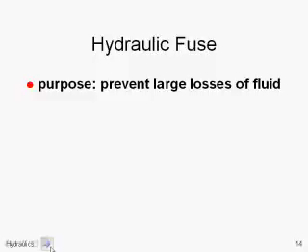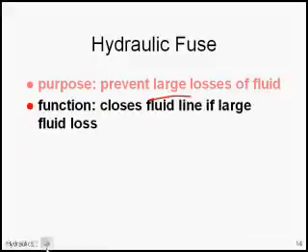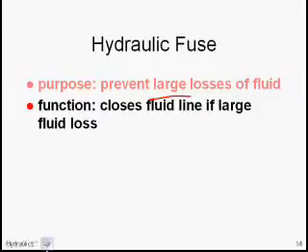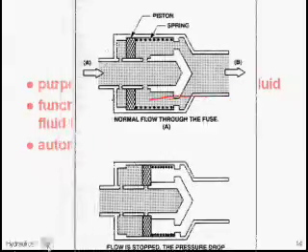Hydraulic fuse. Why do you put a hydraulic fuse on an airplane? Its purpose is to prevent large losses of fluid. It doesn't prevent small leaks from occurring. And how does it work? What's its function? It'll turn off a fluid line in case of a very, very large loss of fluid. And it's automatic. The pilot doesn't control it. In fact, you don't even see it.